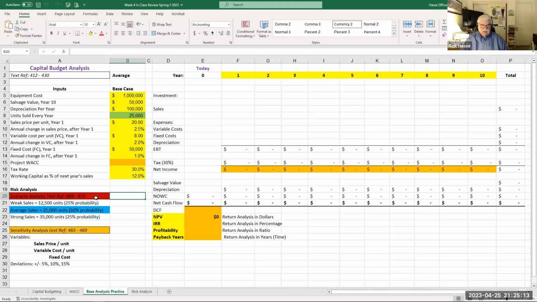Remember, the definition of project net cash flow is revenues minus expenses minus taxes, and then adding back in depreciation, working capital, and salvage value, if there is any in the case. In this example, the salvage is $50,000, but you need to do that after taxes. We'll talk more about that on Friday.